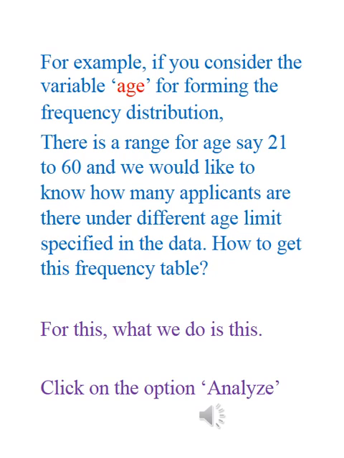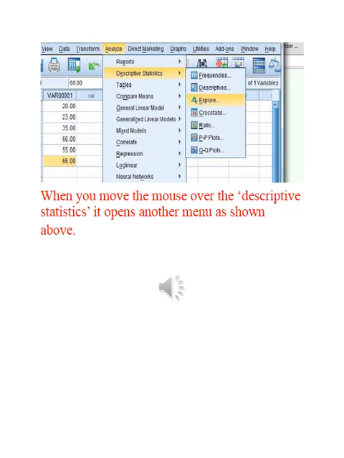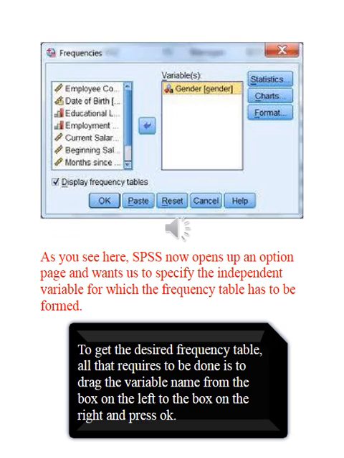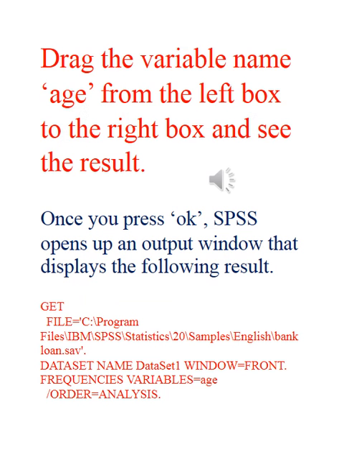Click on the option Analyze. When you move the mouse over the descriptive statistics, it opens another menu as shown above. As you see here, SPSS now opens up an option page and wants us to specify the independent variable for which the frequency table has to be formed. To get the desired frequency table, all that requires to be done is to drag the variable name from the box on the left to the box on the right and press OK. Drag the variable name age from the left box to the right box and see the result.